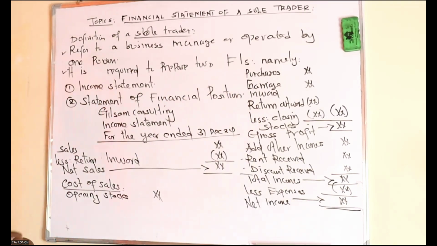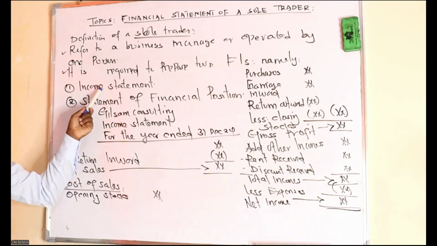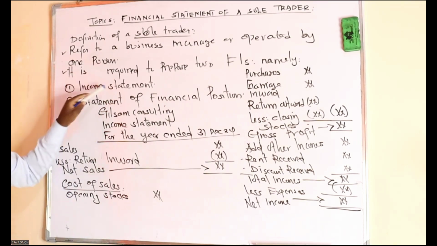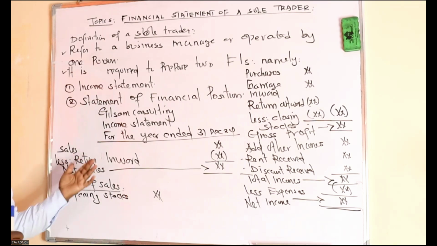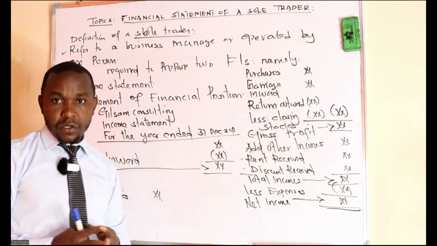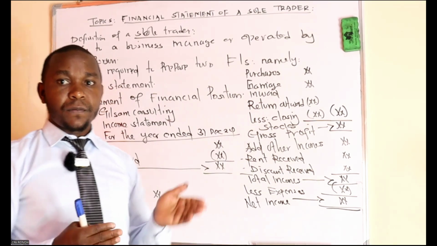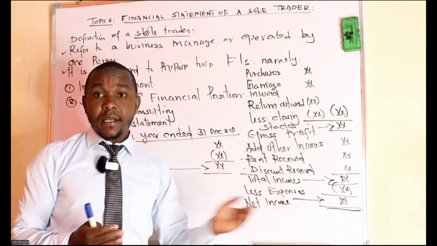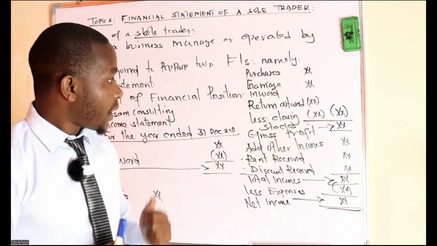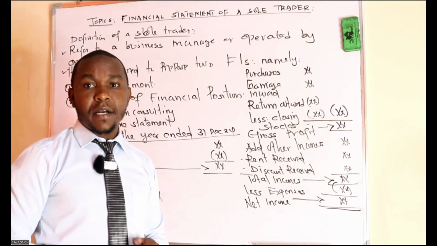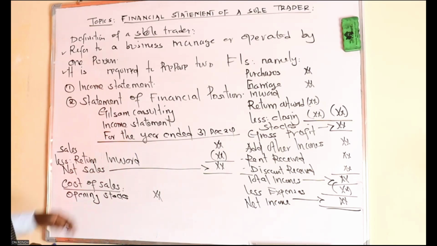So this is the format of the first statement which we have to prepare, the income statement. You can see it's a very simple structure. So for us, we need to follow this one if you have been given a question by the examiner. We'll have to look at the second statement before we see the illustration. So write it down before we go to the statement of financial position.